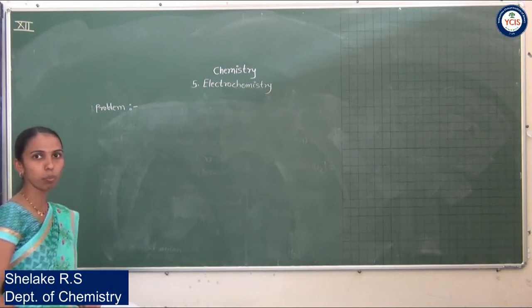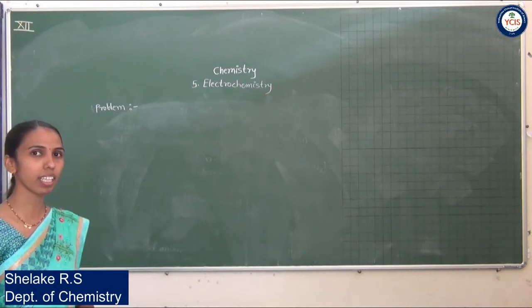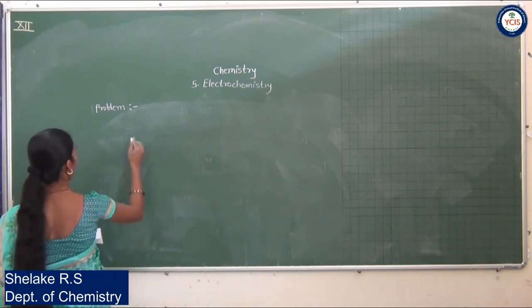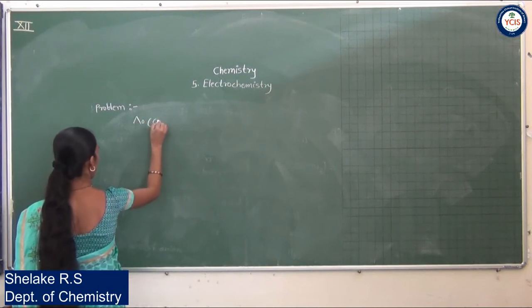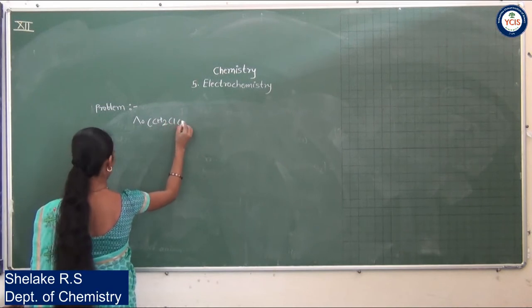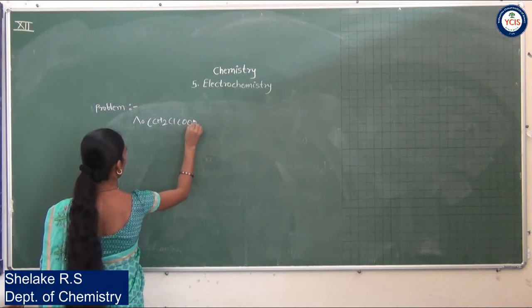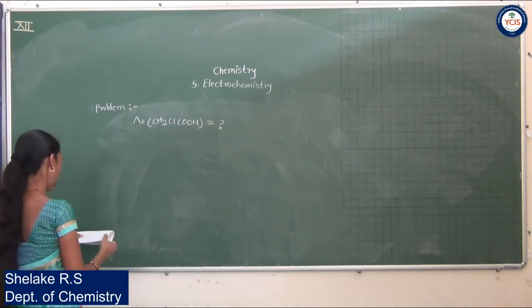So depending on the problem, Kohlrausch law, we'll take one problem. I will write directly here the given quantity. See here, we have to calculate the molar conductivity of CH2Cl COOH. Okay, we have to find the molar conductivity of this.